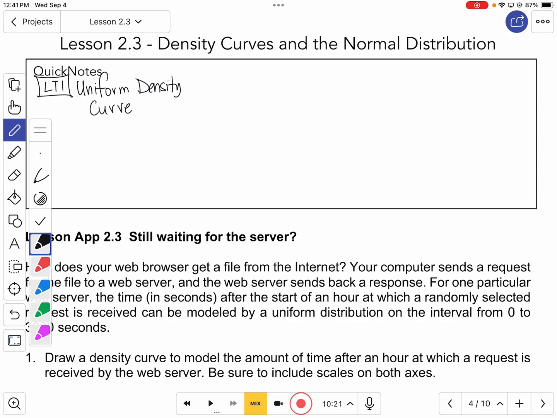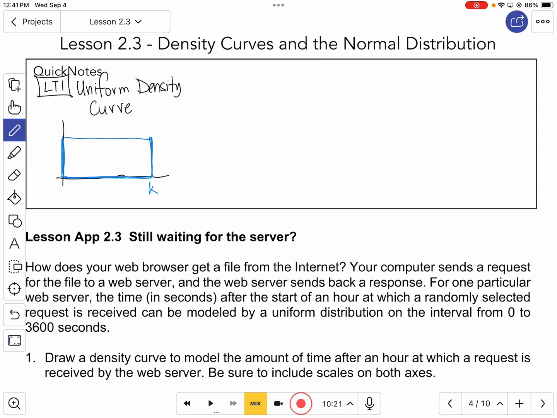The thing that's important to remember about that is if we set it up, it's going to look like a rectangle, right? So it's going to go up and over, okay? And we're going to leave this in kind of generic terms. So we're going to say it goes over a distance of k. So the bottom side would be a distance of k. The top side would be a distance of 1 over k. So whatever number is out there, the height is always going to be 1 over that number.